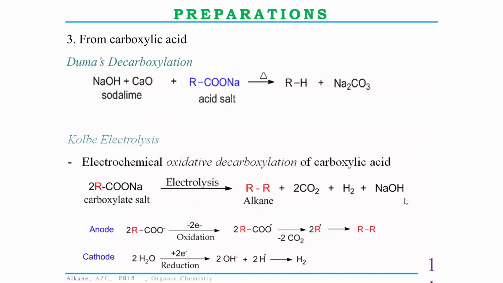So the next thing is preparation from carboxylic acids, and we call it Dumas decarboxylation. In the Dumas decarboxylation, you have soda lime, sodium hydroxide plus calcium oxide, and you react it with acid salts in the presence of heat. Then we are also generating alkanes. So this is Dumas decarboxylation. When you say decarboxylation, it means removal of carbon dioxide. So that is what happened here.